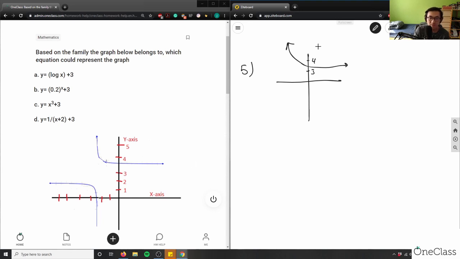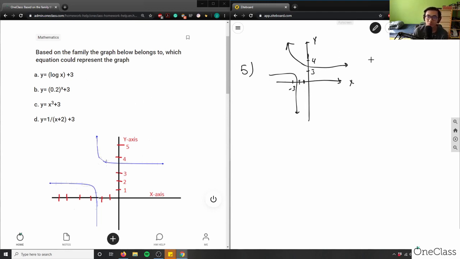And then the x-axis, I have something that is kind of like, this is -1, -2, so it's between -2 and -3, right? So maybe something like this. So 1, so between -2 and -3. Okay. So based on the family the graph belongs to, which equation can represent this graph here?